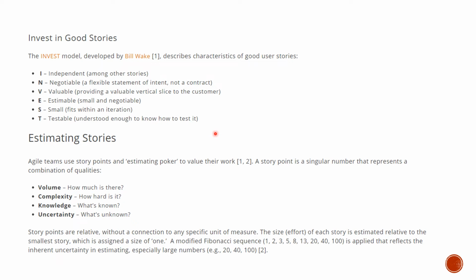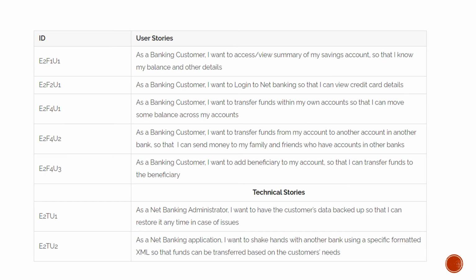To estimate a story, you can use planning poker. So basically a story point is a singular number that represents a combination of volume, complexity, knowledge and uncertainty, right? Story points are relative, without connection to any specific unit of measure. So the size of a new story is estimated relative to the smallest story, which is assigned a size of 1. Simple as that, right? So this is how we can invest in good stories.